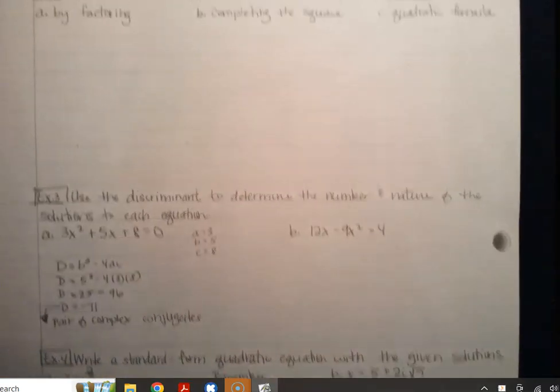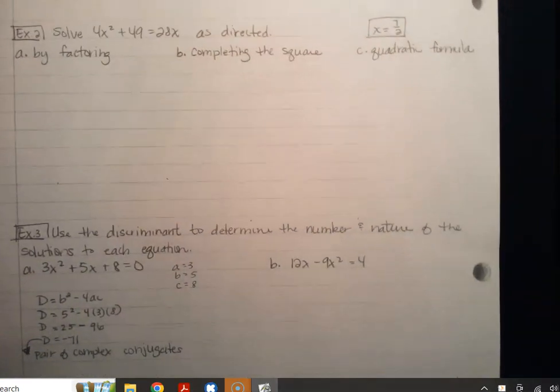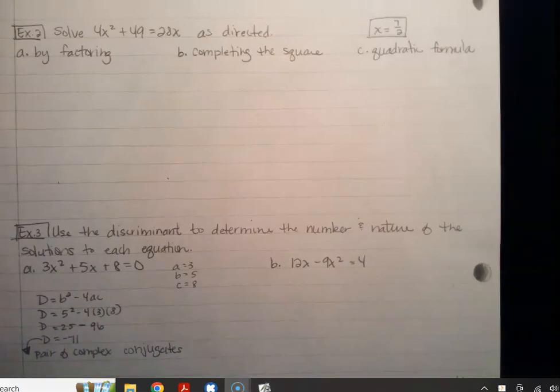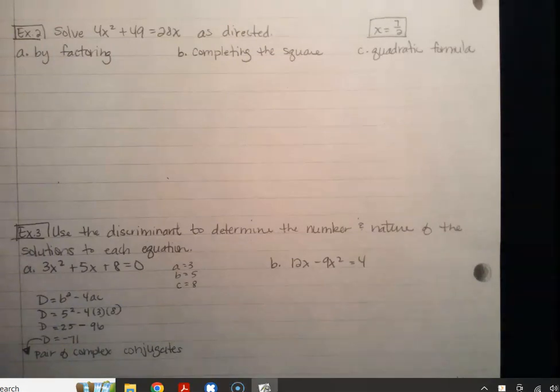Okay, so let's dive in. Example 2 says solve 4x squared plus 49 equals 28x as directed. Okay, so I'm going to look at a couple different methods. A is by factoring, B, completing the square, and C, the quadratic formula. Okay, so with A, let's bring it down here. We have 4x squared plus 49 equals 28x.